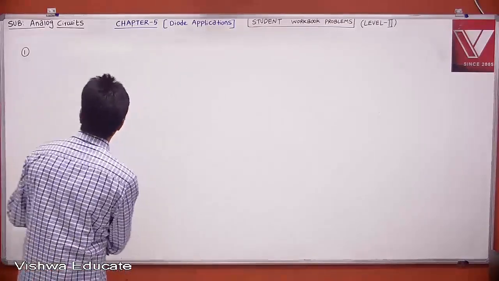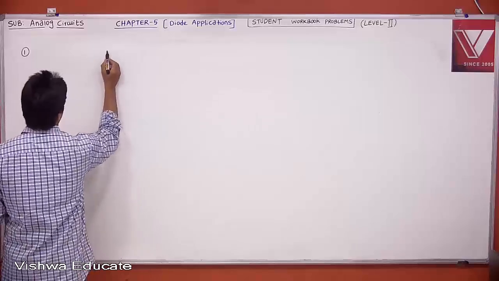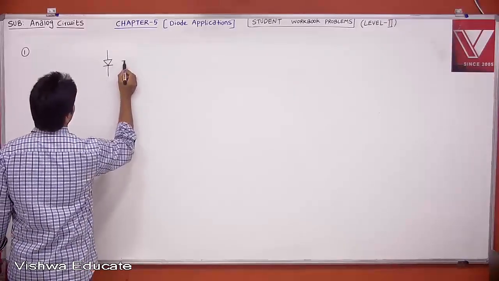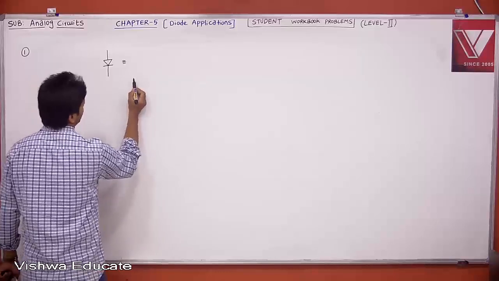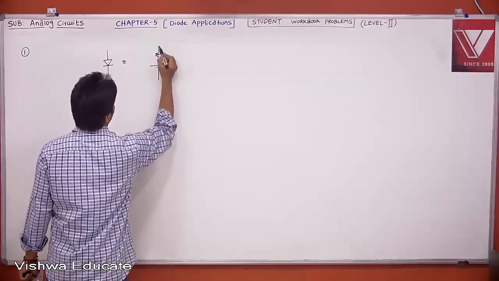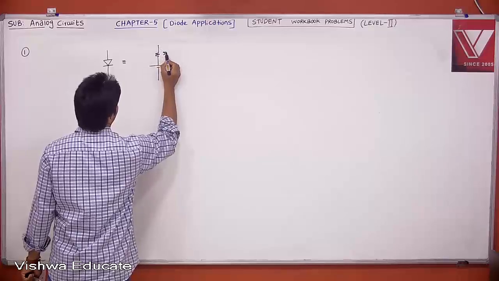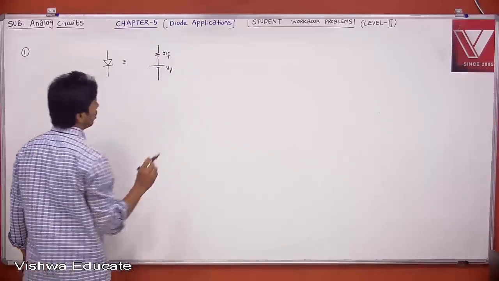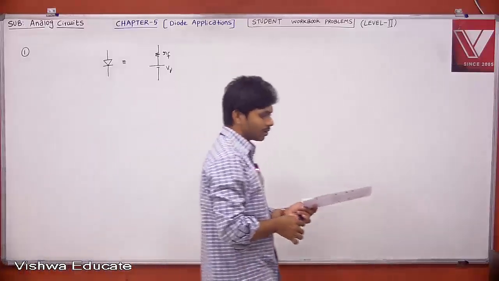If you take a PN junction diode, I told you, if you take the third approximation, then we can model it like this: this is our RF, the forward resistance, and this is our V gamma. That is what we are modeling. That is your third approximation.